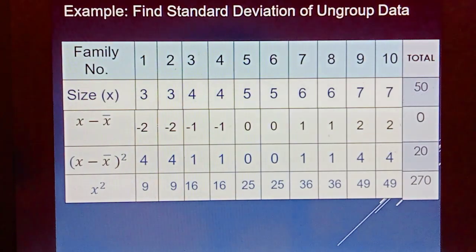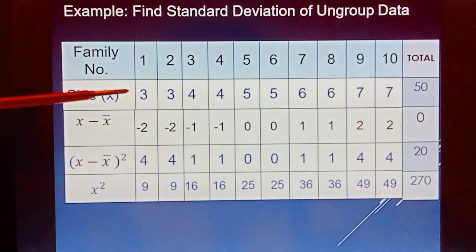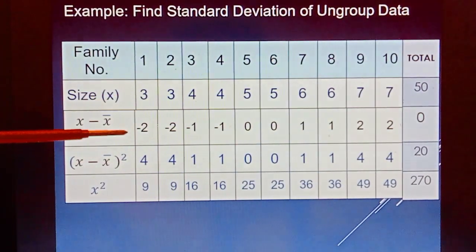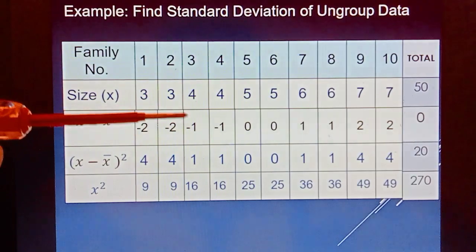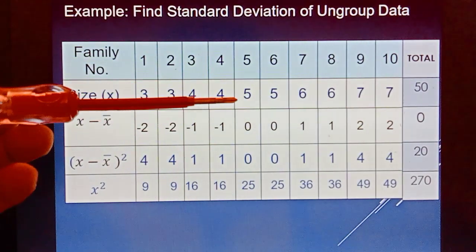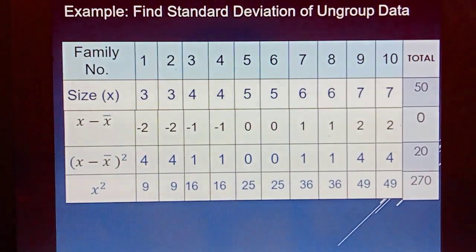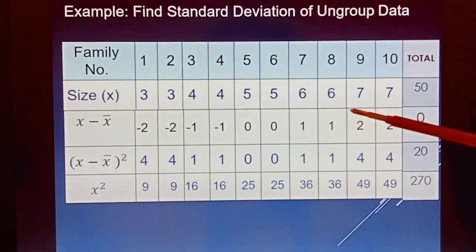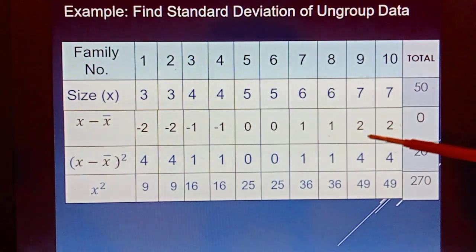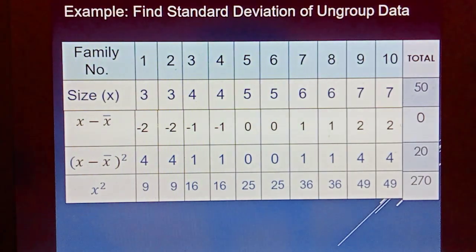So filling up the data. So this is 3. 3 minus 5 is negative 2. 3 minus 5, negative 2. 4 minus 5 is negative 1. 5 minus 5 is 0. 6 minus 5 is 1. 7 minus 5 is 2. So, yan. And adding them all together, we have 0 as the total for x minus x bar, no?